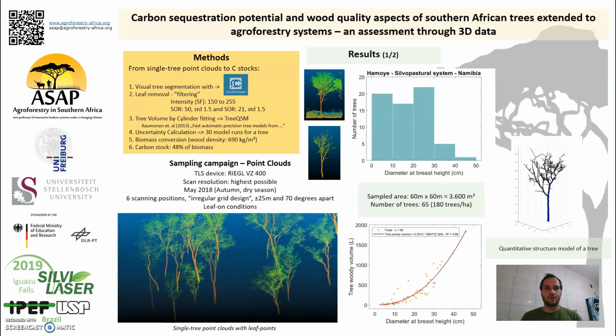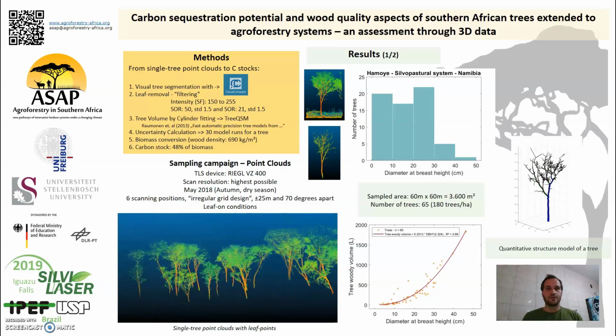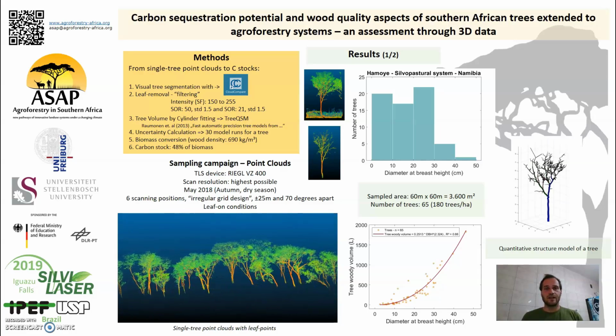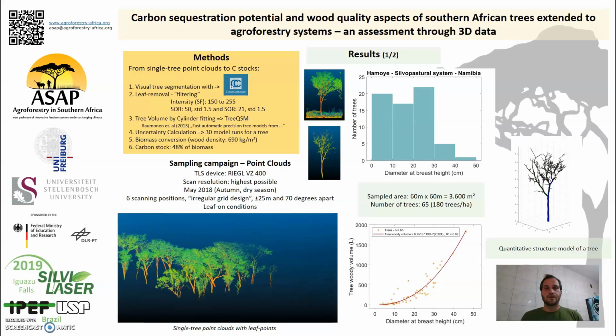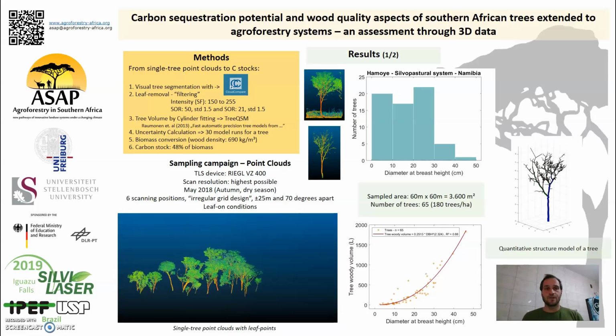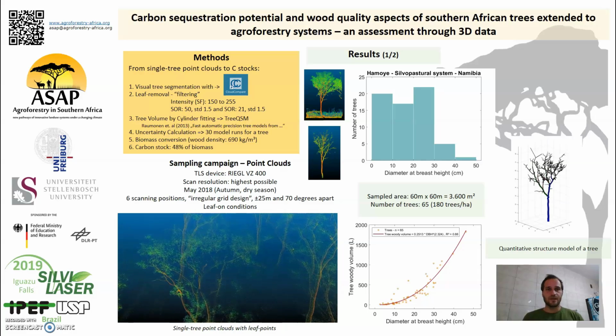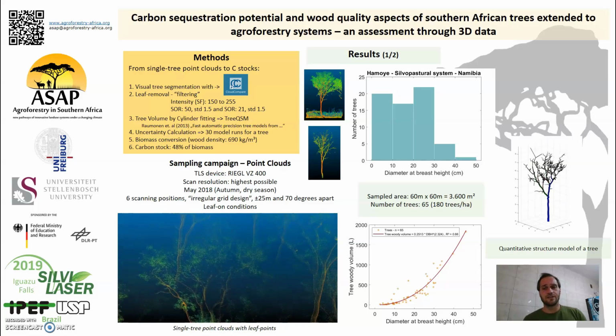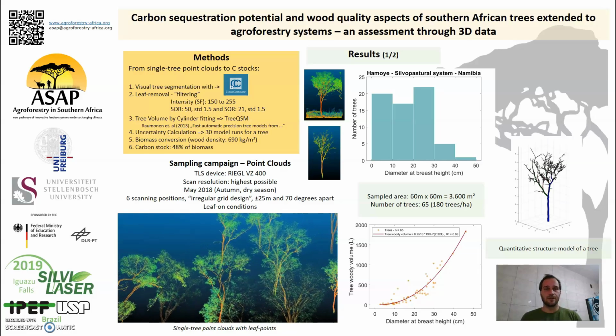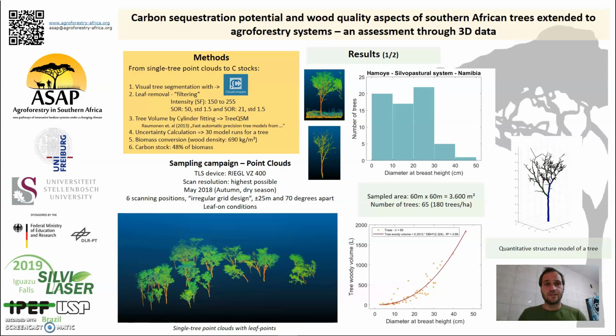And the first step processing this data was segmenting the trees, filtering out the leaf points, then using TreeQSM to obtain volume estimations for these trees, and finally calculating the uncertainty with 30 model runs for a tree. Volume was converted with a wood density of 690 kilos per cubic meter to biomass, and from the biomass we assumed 48% of it being carbon.